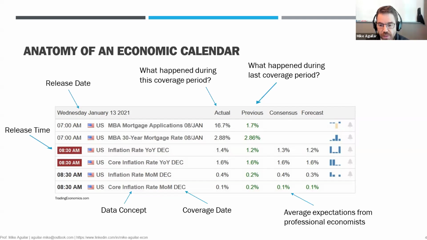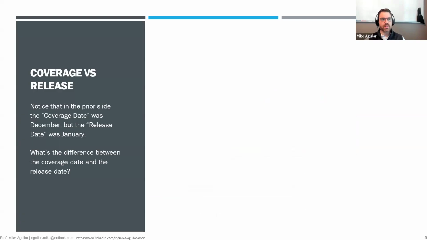Consensus is the average of expectations from professional economists, and Trading Economics actually has their own forecast built in. We don't know the mechanics of that, but it tends to be pretty accurate. So that's the anatomy. All of the calendar services that you're going to look at have a similar type of anatomy. This is how we read these statistics.